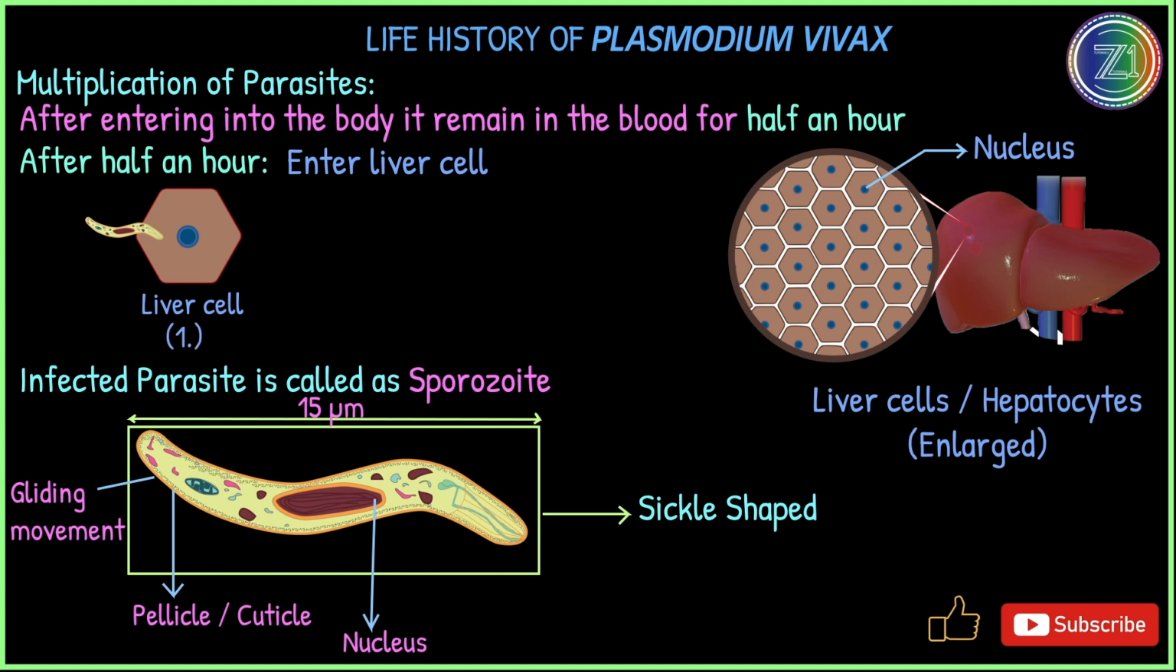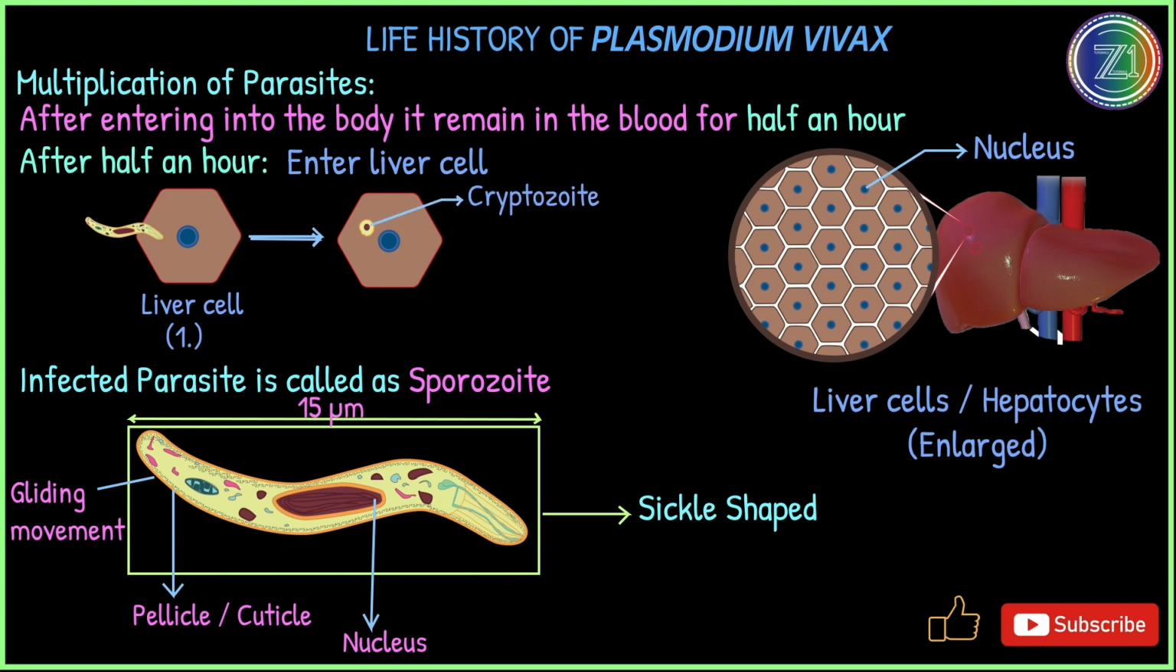This is the first step. Next, you can see when the sporozoite is entering the liver cell, it is still sickle shaped. But in the second stage, the nucleus remains there, and immediately after it enters the liver cell, it becomes rounded in structure. When the sporozoite finally enters the liver cell, we call this stage the cryptozoite, right?